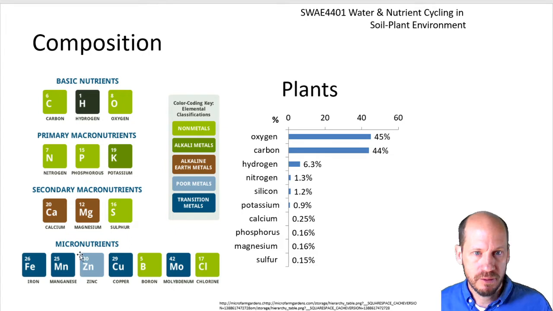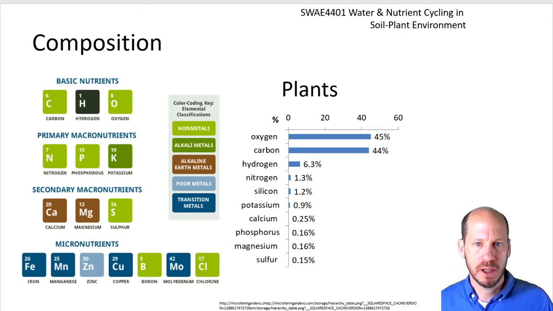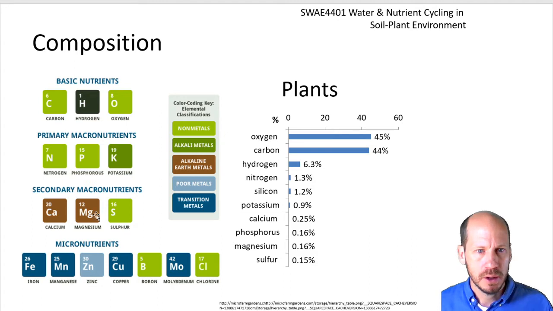What the soil is providing for the plants. Yeah. The other nutrients, carbon, hydrogen, and oxygen, they're coming from water and air. So the primary macronutrients, nitrogen, phosphorus, and potassium. The secondary macronutrients, calcium, magnesium, and sulfur. And the micronutrients, iron, manganese, zinc, copper, boron, molybdenum, and chlorine.